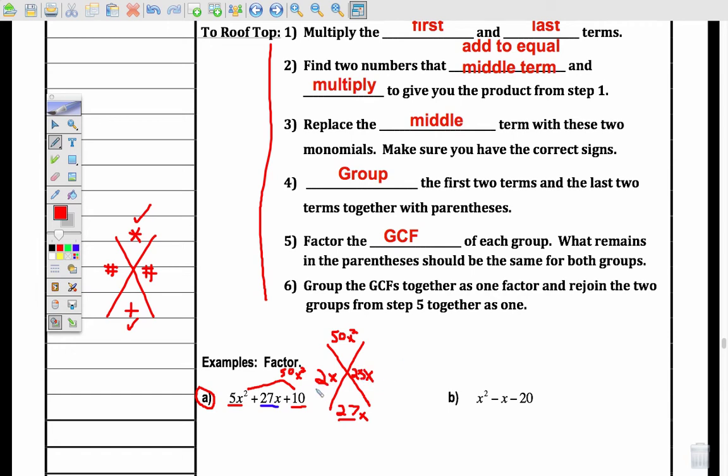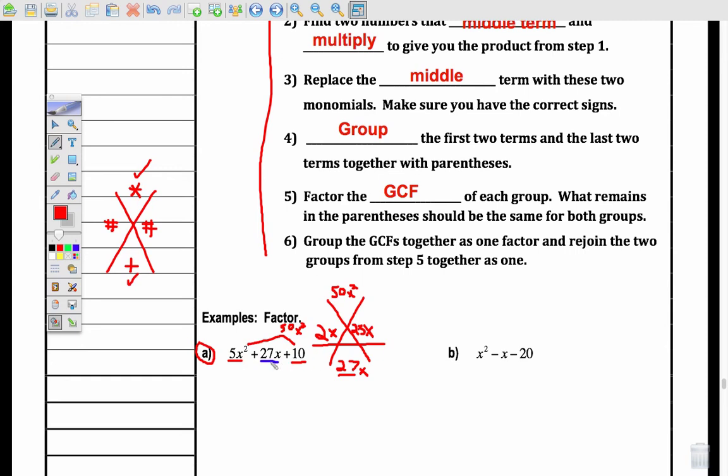All right. Now we have these terms. That's what we're looking for right there. We're going to take those 2 numbers and we're going to replace the middle term. So our blue term, we're going to replace it with those numbers. So instead of having 27x right here, we're going to have 2x plus 25x. And then we still have 5x squared at the front. And we still have 10 at the back. And that's plus 10. And this is a positive 2x, so that's a plus right there.